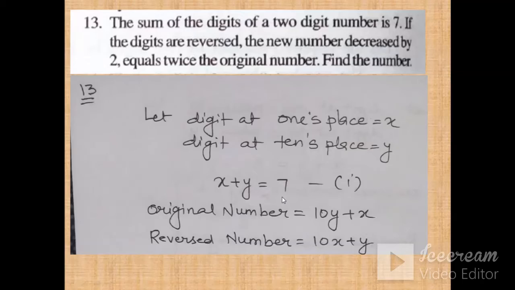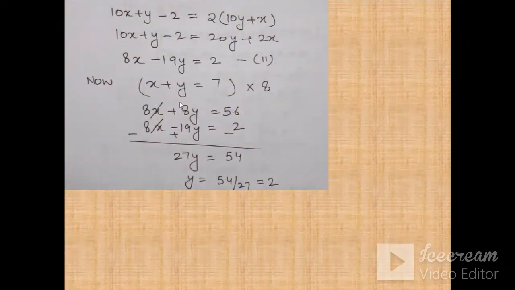If digits are reversed, the new number decreased by 2 equals twice the original number. Okay. So if the digits are reversed, that means this will be the new number. It is decreased by 2, that is minus 2, and after subtracting 2 from this number becomes twice the original number. That means 2 times the original number, 2 into 10y plus x. So this will be our condition. After this we will solve it, and after solving we get an equation 8x minus 19y is equal to 2.